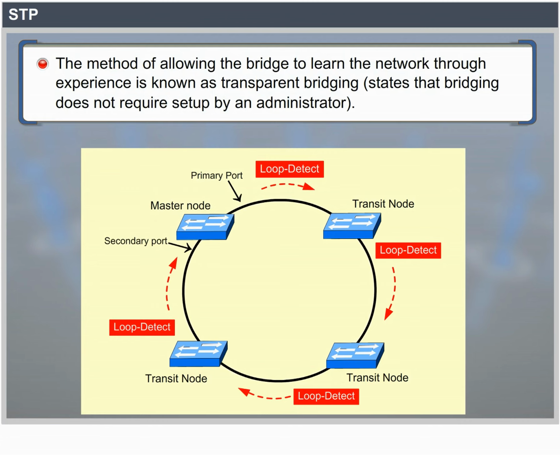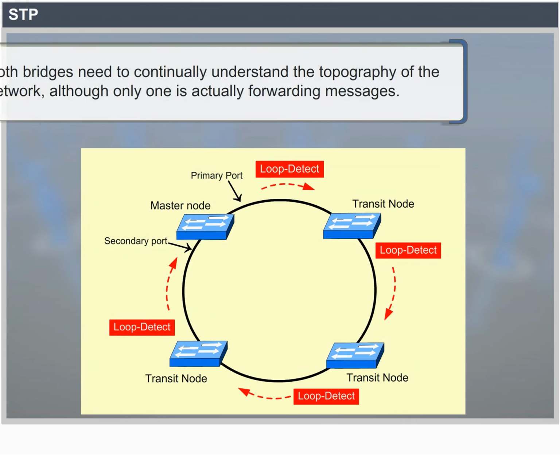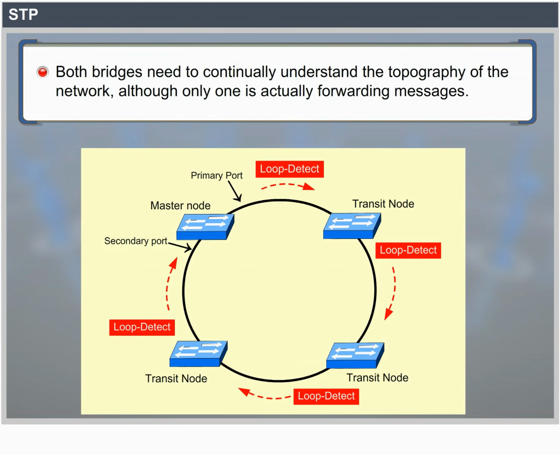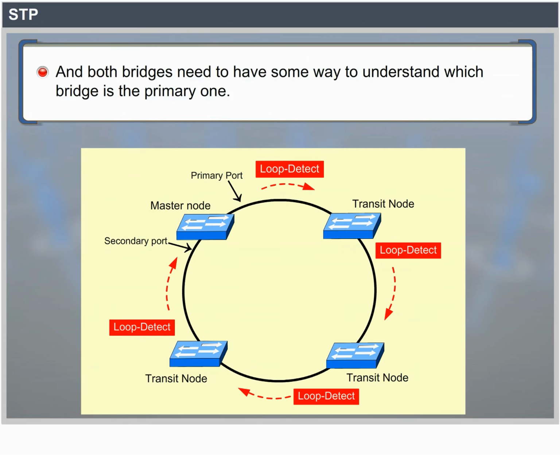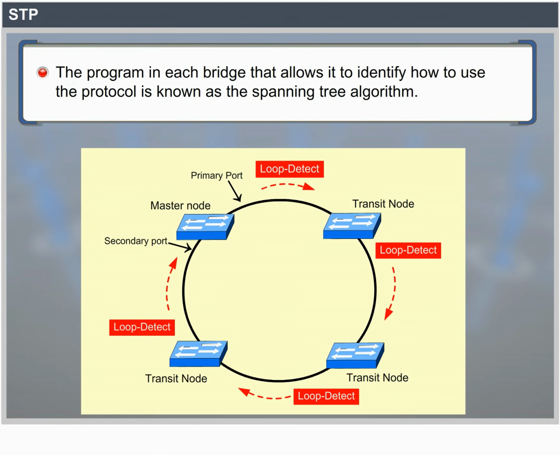In order to build redundancy into a network, it is typical to add a second bridge between two segments as a backup in case the primary bridge fails. Both bridges need to continually understand the topography of the network, even though only one is actually forwarding messages, and both bridges need to have some way to understand which bridge is the primary one. To do this, they have a separate path connection just between the bridges in which they exchange information, using Bridge Protocol Data Units (BPDUs). The program in each bridge that allows it to determine how to use the protocol is known as the spanning tree algorithm.